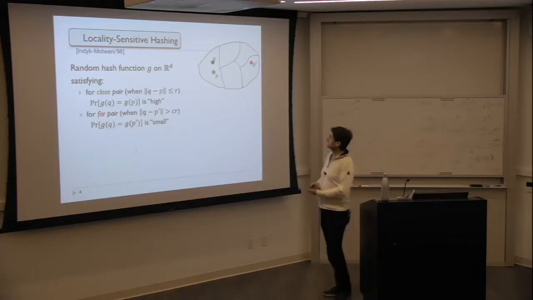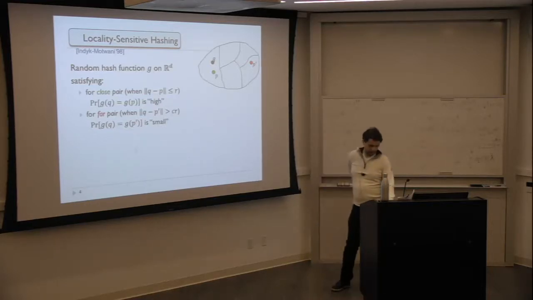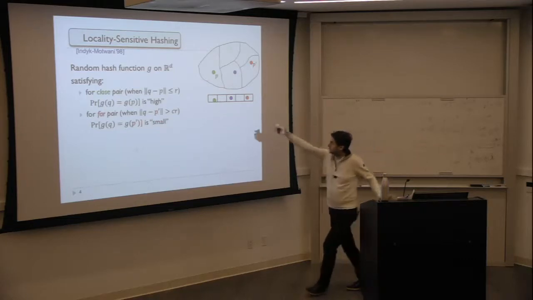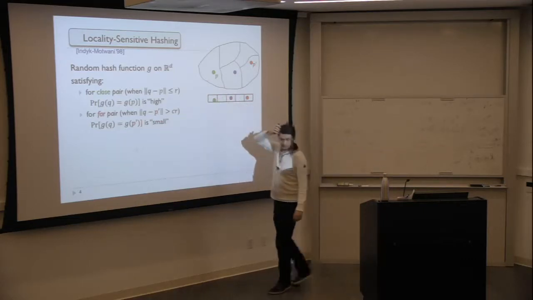If we have such a hash function, then the algorithm becomes very simple. In particular, we can just build a hash table. Suppose this is a data set, we pick such a random hash function satisfying this property. We just take a hash table. Basically, we have a bucket for each part of the space, and the points in the corresponding part of the space are put in that bucket.